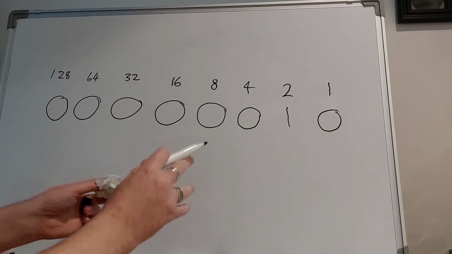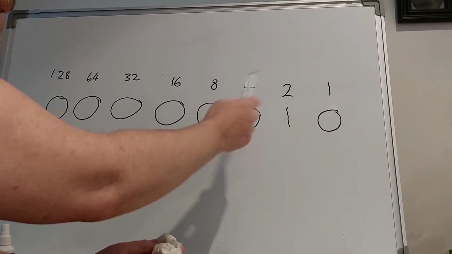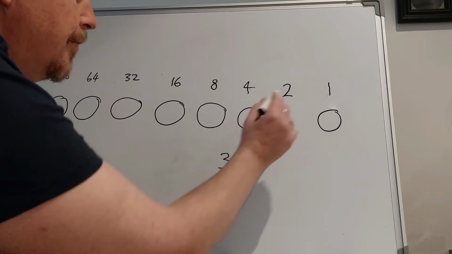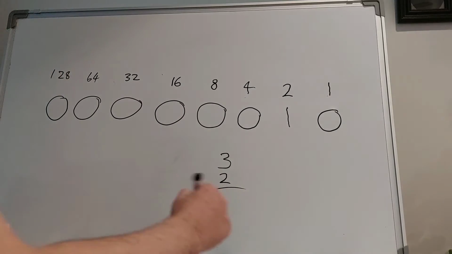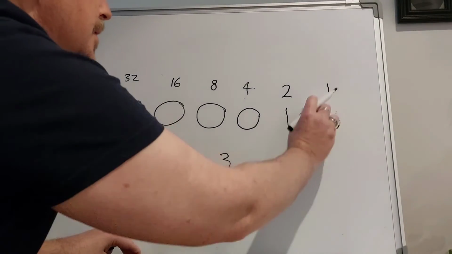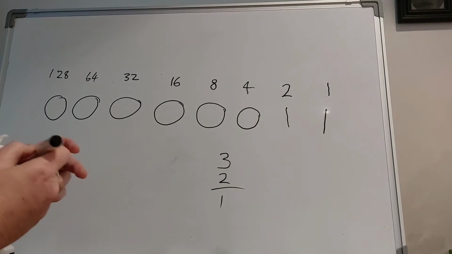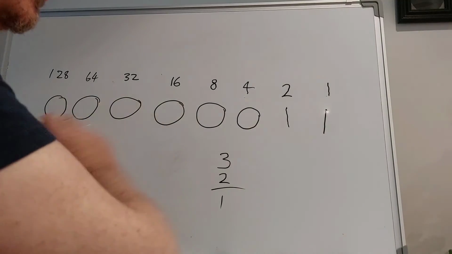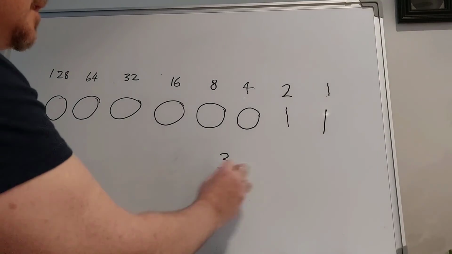How do you do 3? You turn on the 2 because you can't turn on the 4 because that's over. So we're looking for 3. We've turned on the 2, so we can take 2 away, which still leaves 1. So we turn this one on as well. So now we've got 2 lights on. We've got the 1 light on and we've got the 2 light on. When we add those 2 lights together, it equals 3. So this is 3, written in binary.